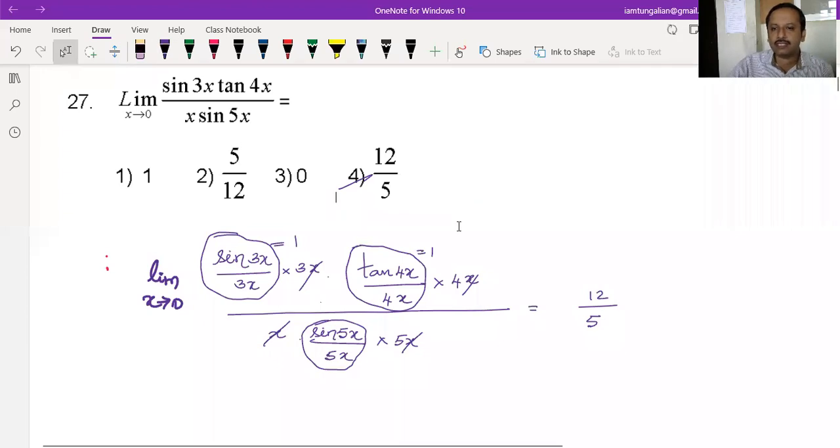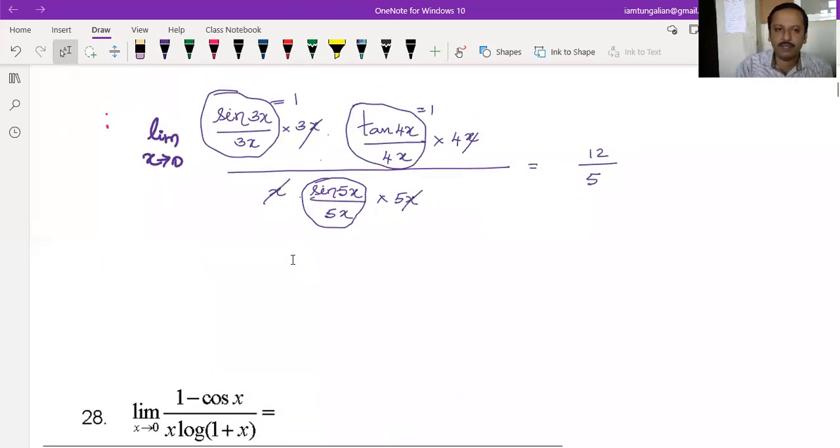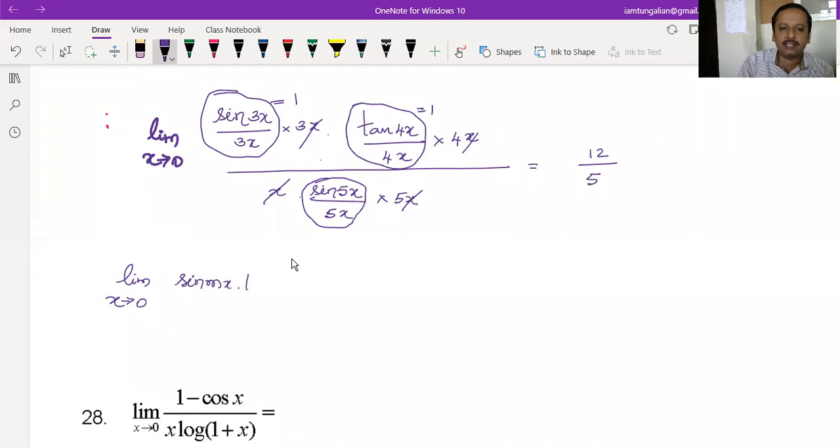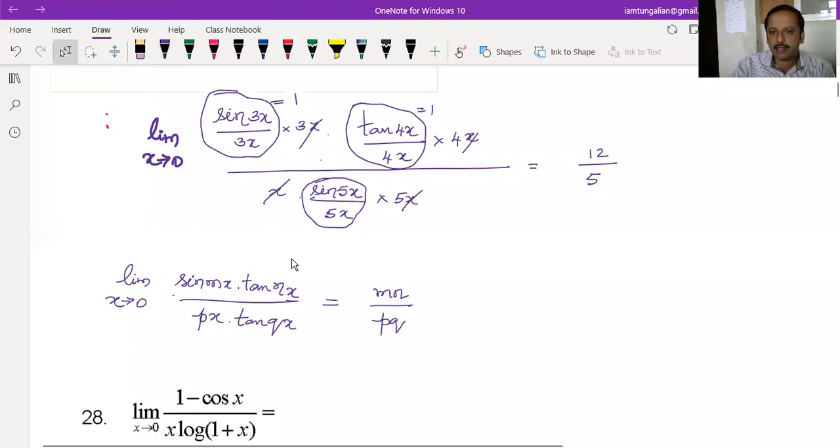Now you need not stick to this method. I'll give you one formula. Say if you have limit x extends to 0, sin mx tan nx divided by px into tan qx, or tan or sine or any algebraic function, any linear function, so either x, 2x, 3x, etc. If it is of this kind, directly you can write the answer as mn divided by pq. That would be the answer. Okay, mn by pq.